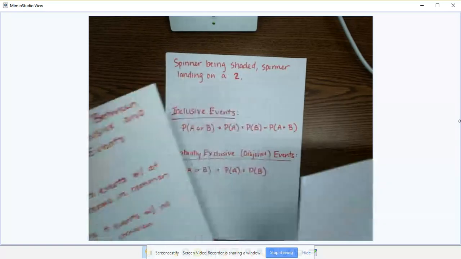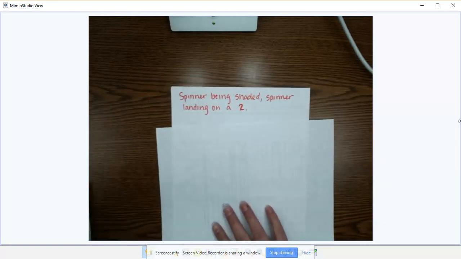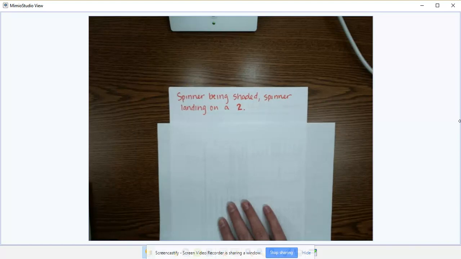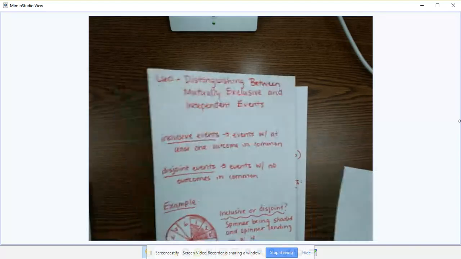Okay, I want you guys to decide whether the spinner being shaded and the spinner landing on a 2 are inclusive or disjoint. And I'll put the picture back up for you.